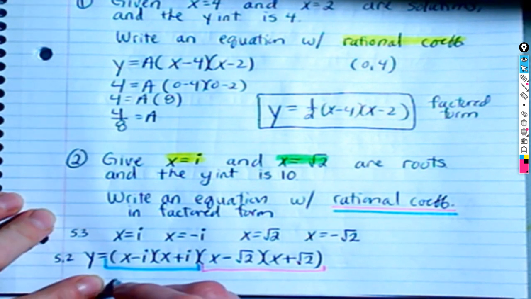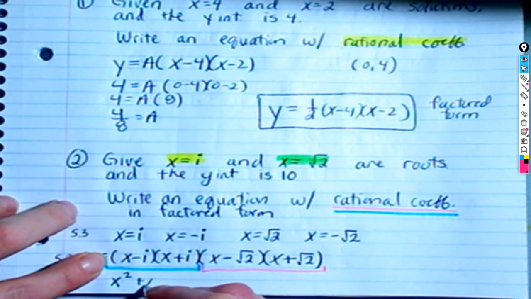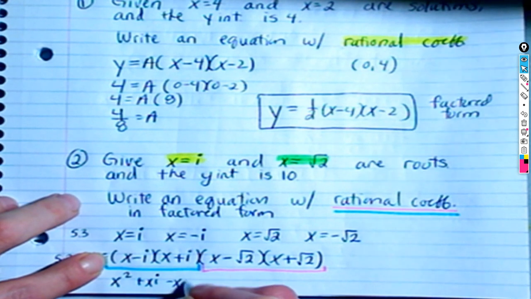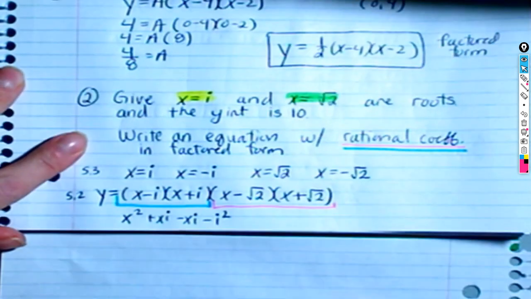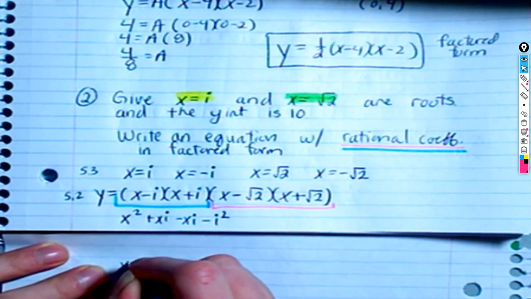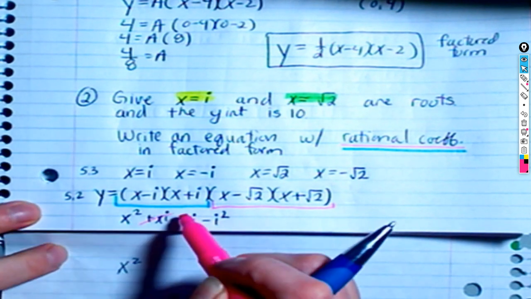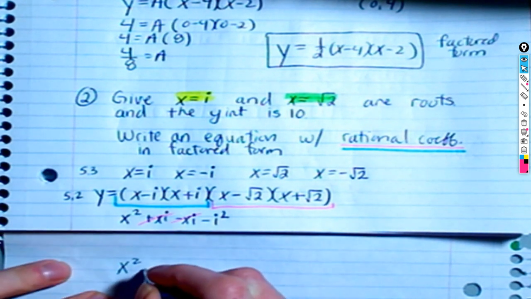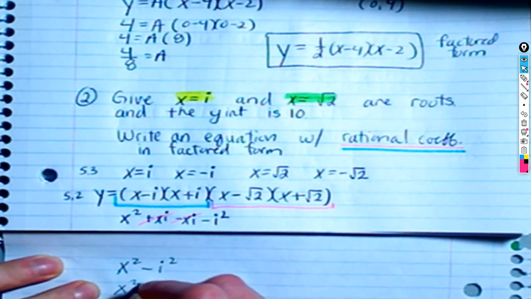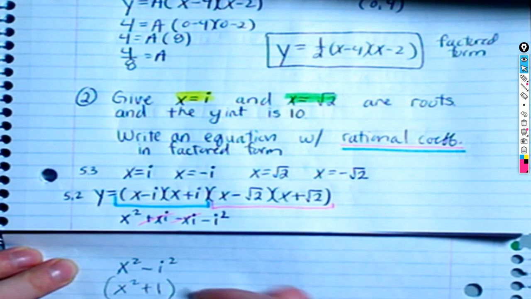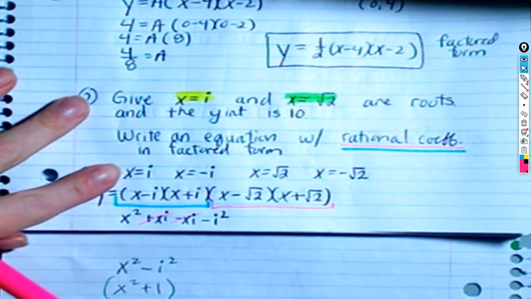All right. First, outer, inner, last. Okay, so that gives me x squared. Ooh, canceling. Okay, minus i squared. That's actually plus 1. Okay, so there's the first factor. Notice that those are rational coefficients.